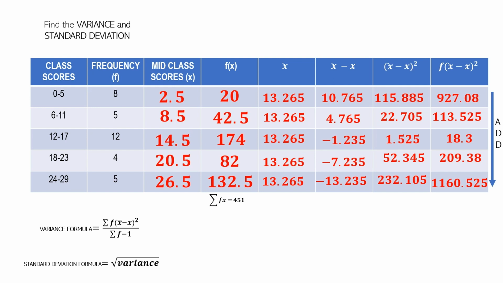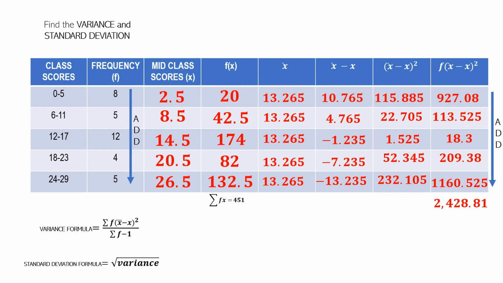Since our data is almost complete, we just need to add the following so that we can use the formula for the variance. First, add the data in the last column. We have 927.085 plus 113.525 plus 18.3 plus 209.38 plus 1160.525 is 2428.81. Second, add the data in the second column. We have 8 plus 5 plus 12 plus 4 plus 5 is 34.